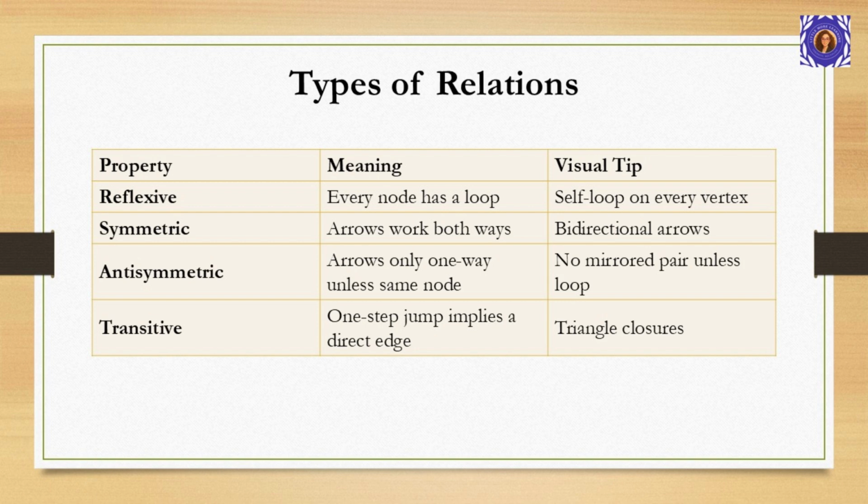Reflexive: every node has a self-loop. Symmetric: arrows work both ways, bidirectional. Antisymmetric: arrows are one way only unless it's a self-loop. Transitive: triangle closure exists. If you can go A to B to C, then A to C exists. These properties can combine in various ways, and recognizing these combinations is crucial for understanding more advanced mathematical structures.